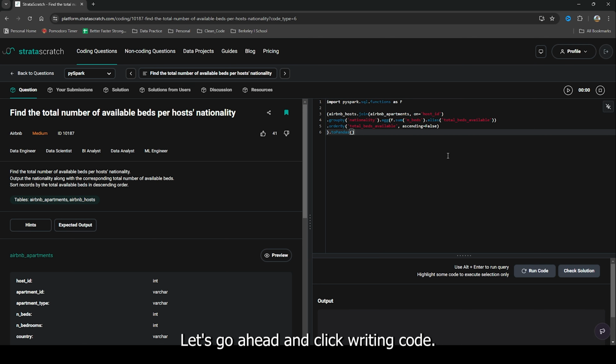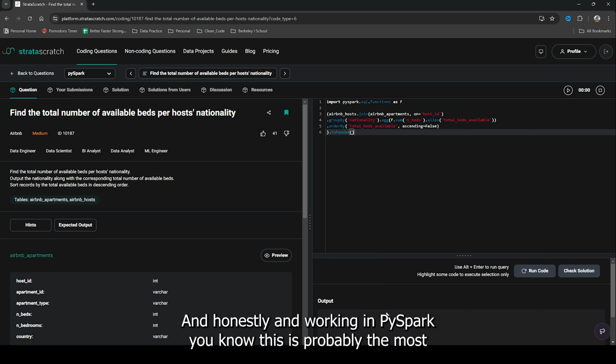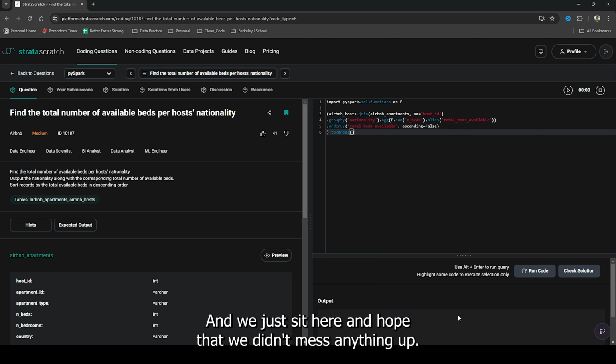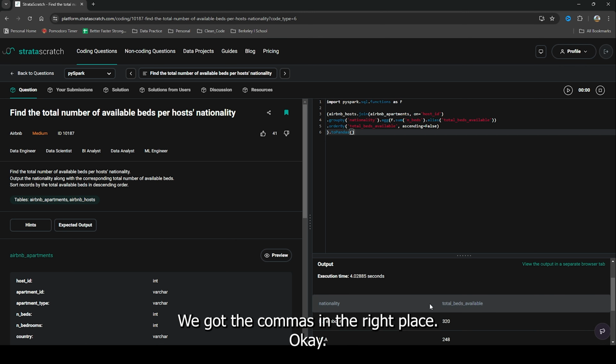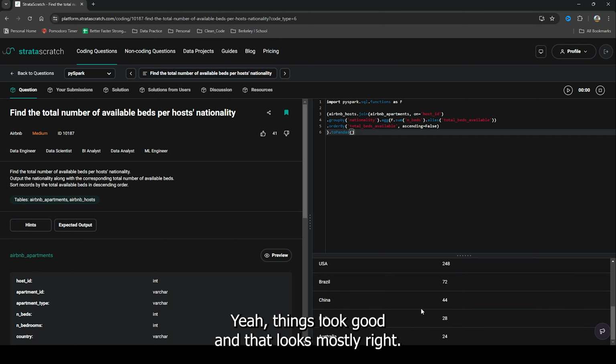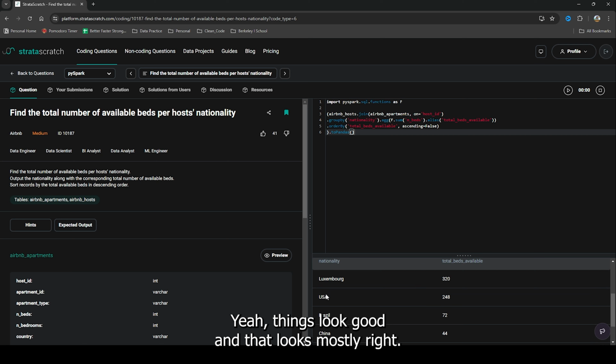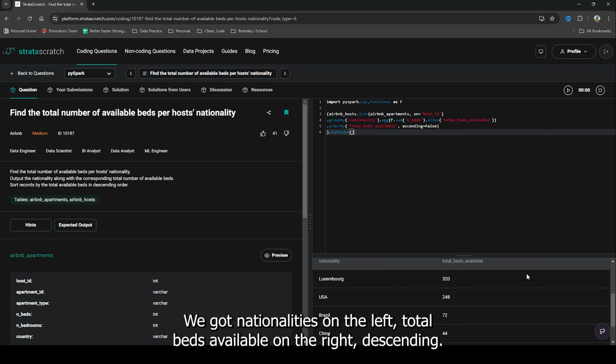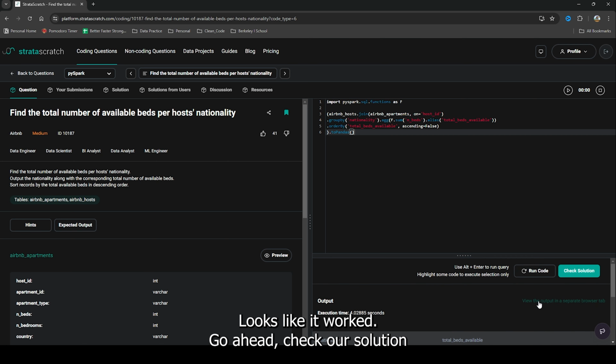Let's go ahead and click write code. And honestly, in working in PySpark, this is probably the most nerve-wracking part of it. We just sit here and hope that we didn't mess anything up. We got all the commas in the right place. Okay, yeah, things look good. That looks mostly right. We've got nationality on the left, total beds available on the right. Descending looks like it worked.